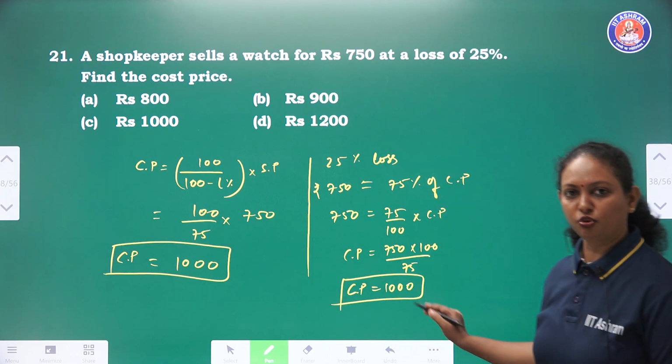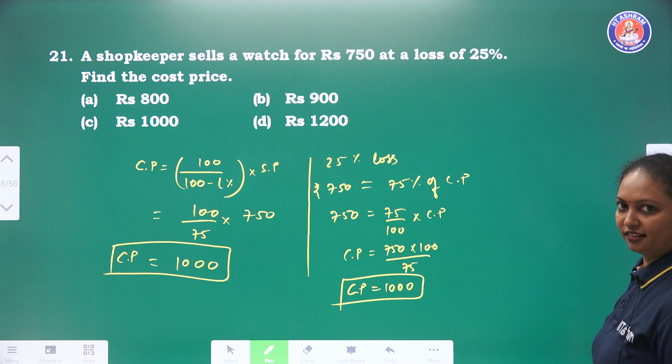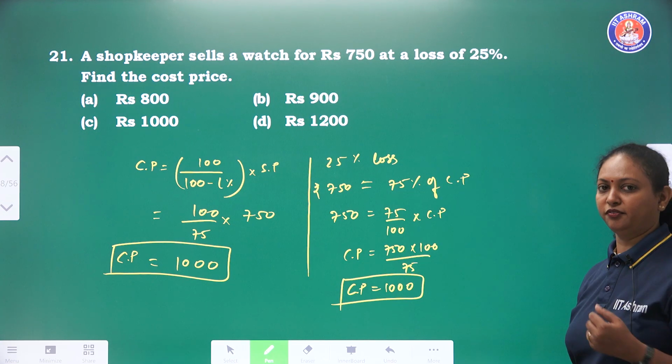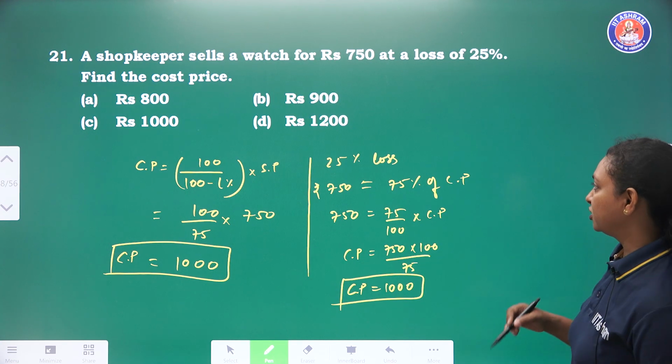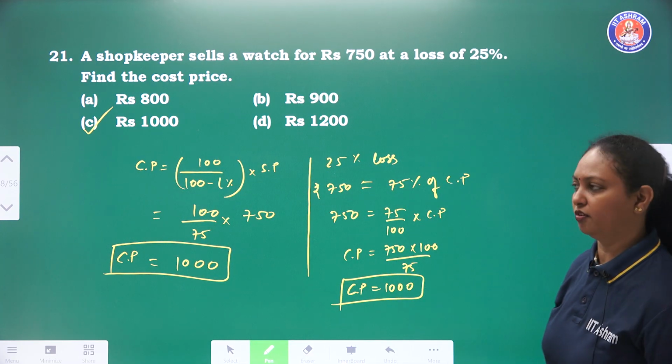राइट. तो ऐसे सोचोगे तो फॉर्मूला भूल भी जाओगे तो कोई दिक्कत नहीं रहेगी, है तो वही, ठीक है, बट सोचोगे उससे फटाफट आंसर मिलता है. सो विच ऑप्शन इज करेक्ट? C ऑप्शन. द कॉस्ट प्राइस ऑफ अ वॉच इज ₹1000.